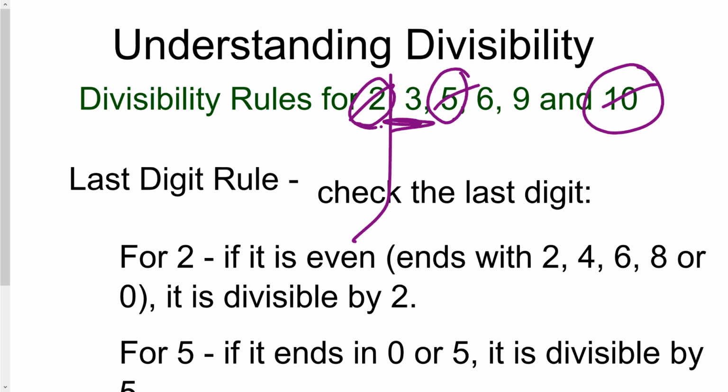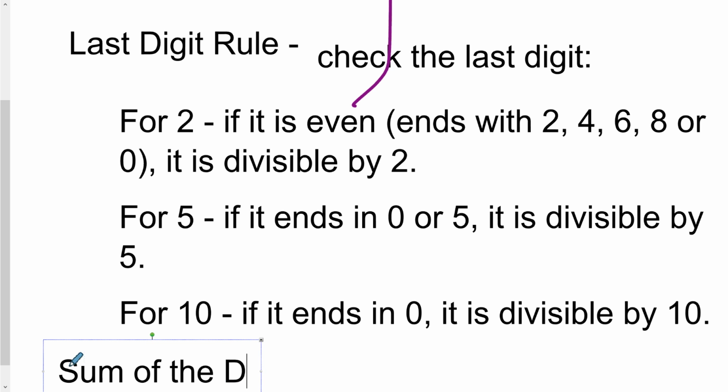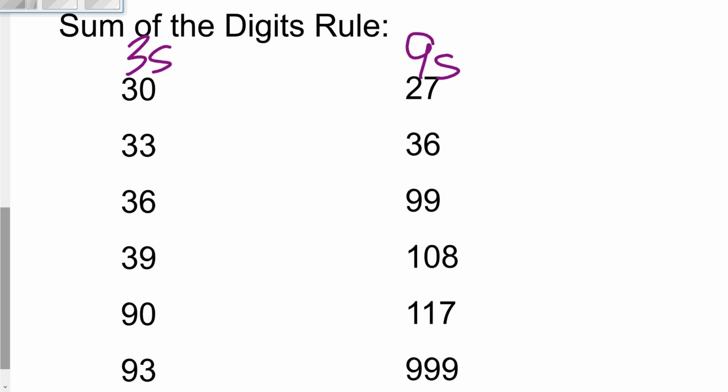Now let's take a look at our 3 and our 9. I'm going to jump and I'm going to look at 3 and 9. Now this one's not the last digit rule. This one we call the sum of the digits rule. And let me explain how this one works. So we said this is our sum of the digits rule.